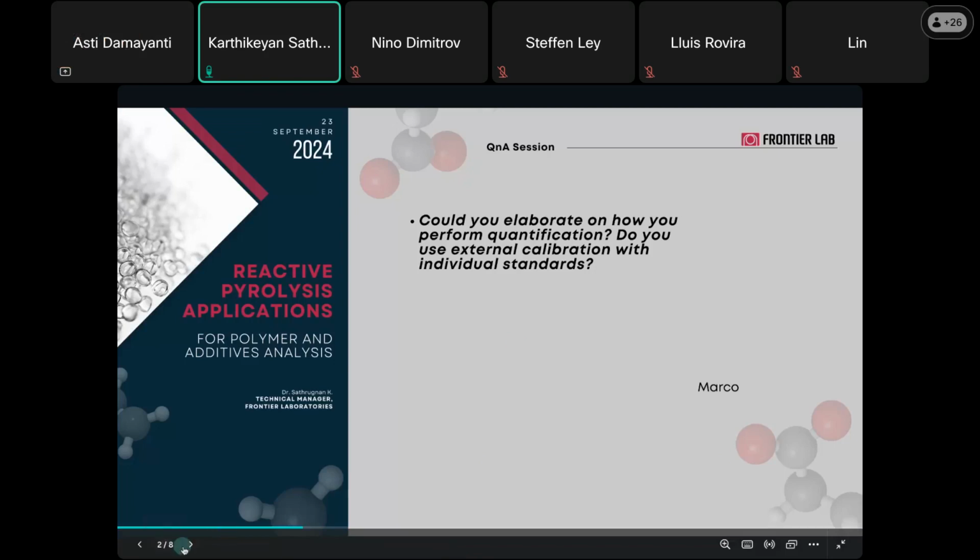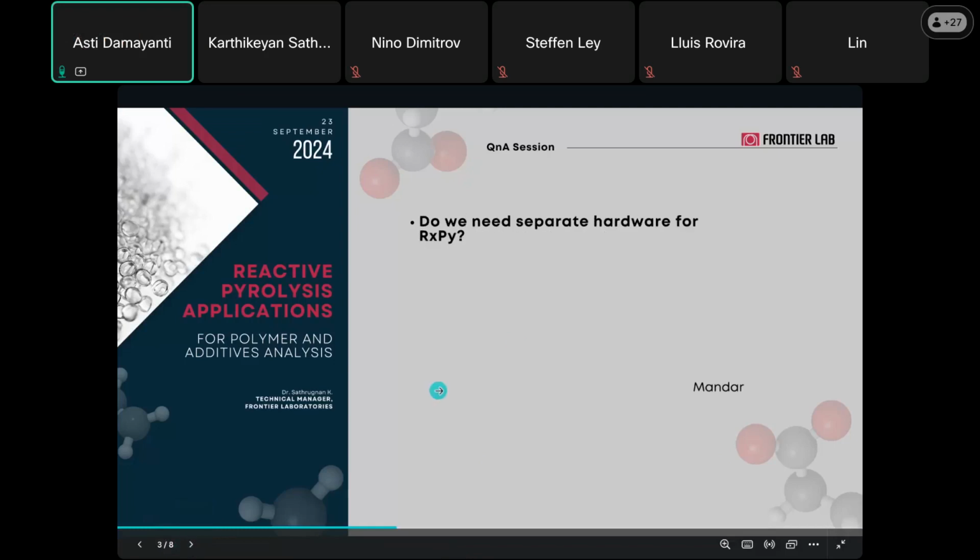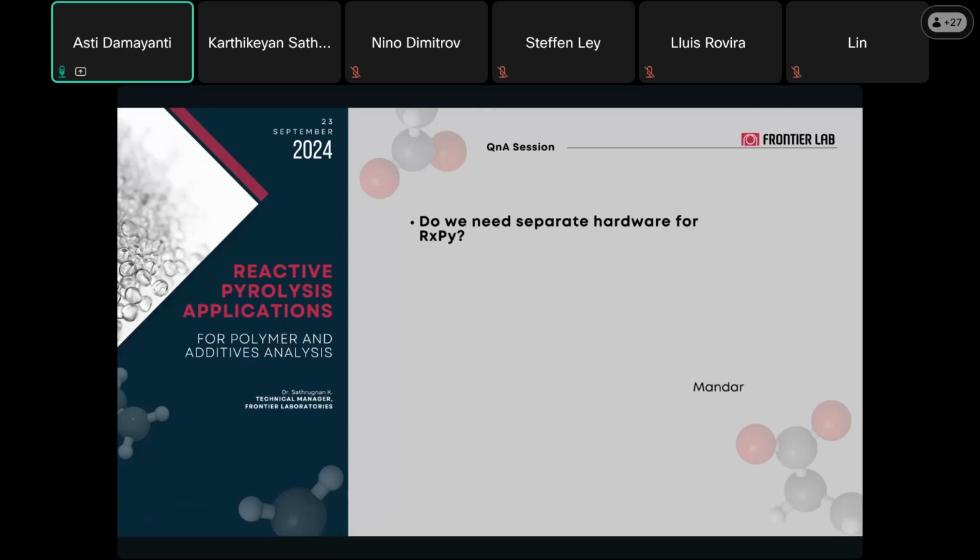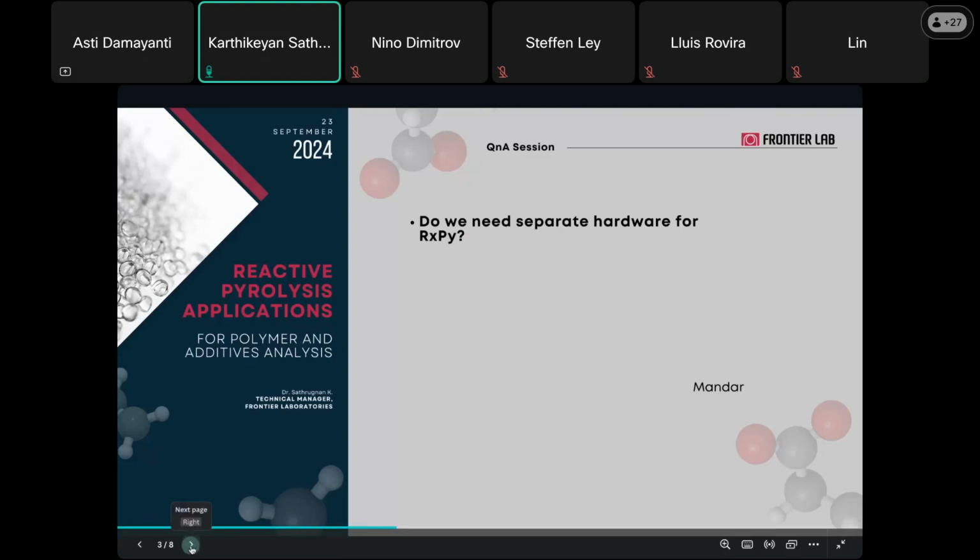Okay, great. So we move to the second question. The second question is from Mandar. Do we need separate hardware for RxPy? Actually, we don't need any hardware from the instrument side. We only need the reagent like tetramethyl ammonium hydroxide or another type of methylating reagent. So on the hardware side we don't need anything special.